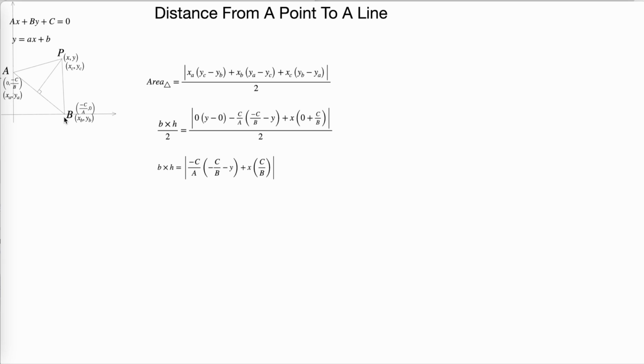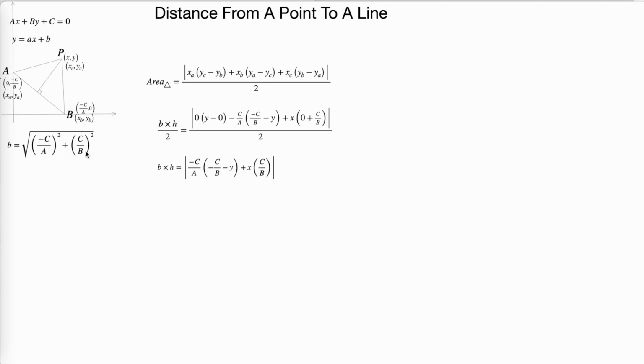Let's look at the length of this base. In our area of the triangle, we have base times height divided by 2. The base, the distance between these two, I'm going to use my distance formula, is the square root of delta x squared. Delta x, the xb, take away the xa. The xb is negative c over a. Take away the xa is 0. We're left with negative c over a all squared.